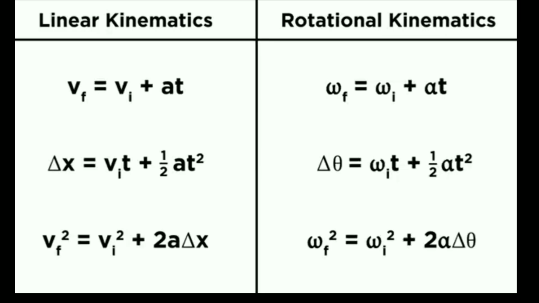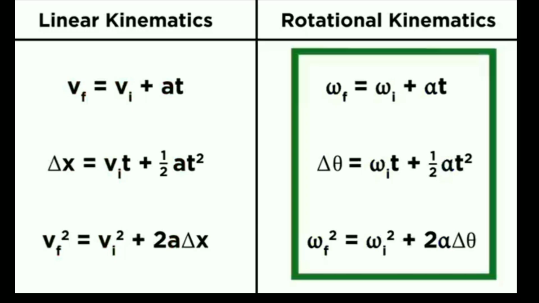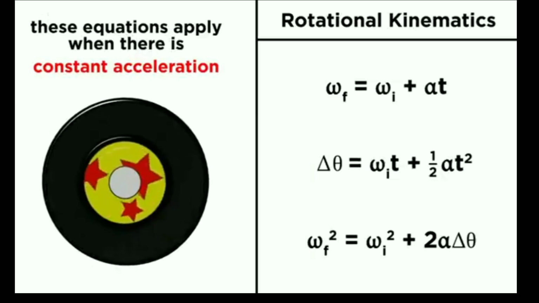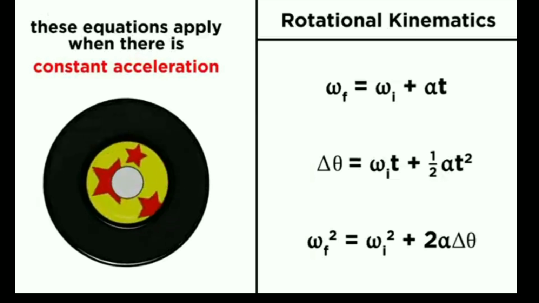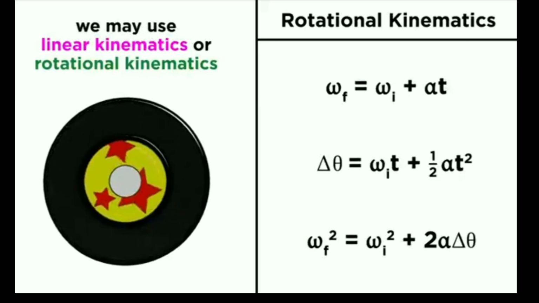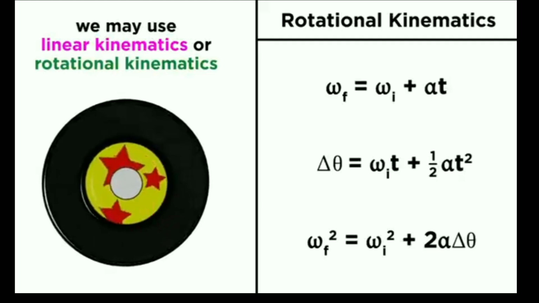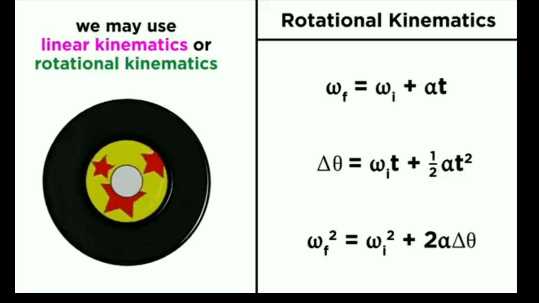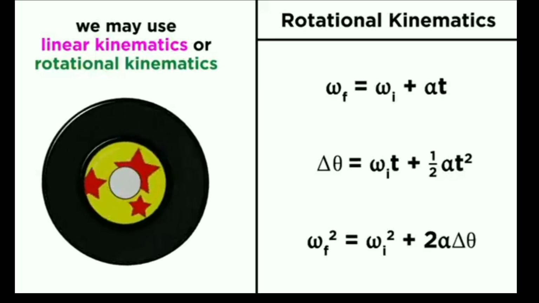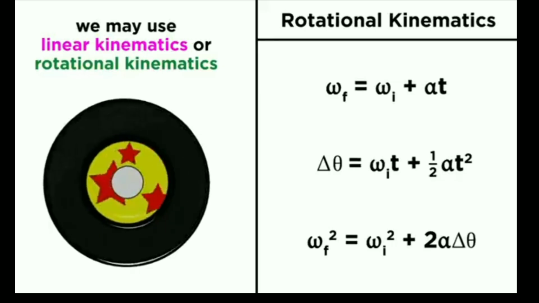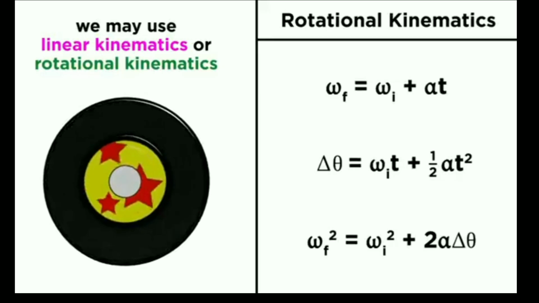Angular acceleration, represented by the Greek letter alpha, is equal to the change in angular velocity over some time period. This will be equal to delta omega over delta t, with the units of radians per second squared. Now that we have defined these terms, we can begin to understand rotational kinematics, where we utilize equations that are direct analogs of those involved with linear kinematics. We have just swapped out linear components for angular ones.